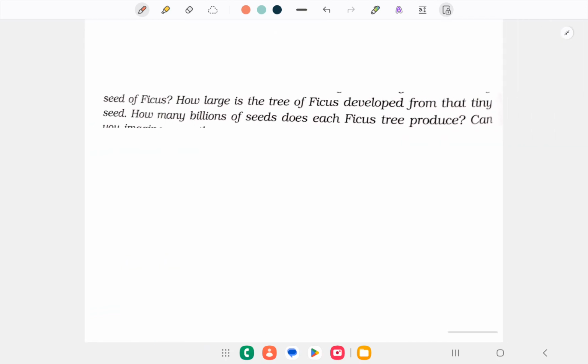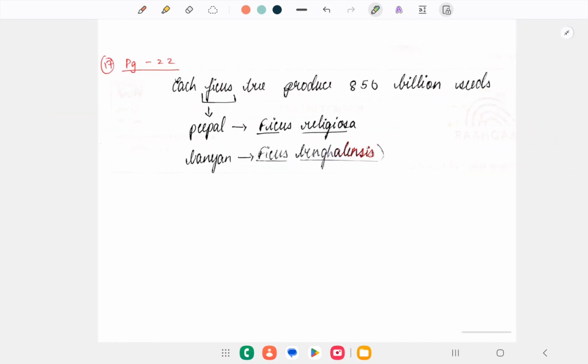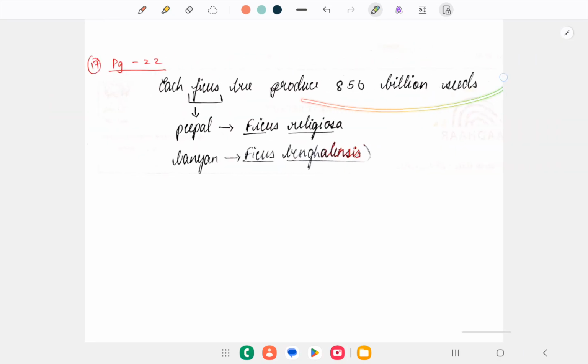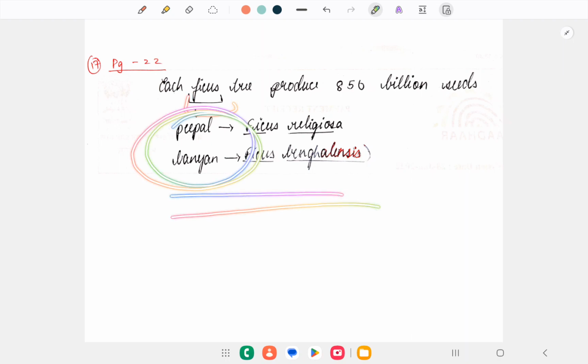Moving on to the next question, that is on page number 22. That is, how large is a tree of ficus developed from that tiny seed? How many billions of seeds does each ficus tree produce? Each ficus tree will produce 850 billion seeds.